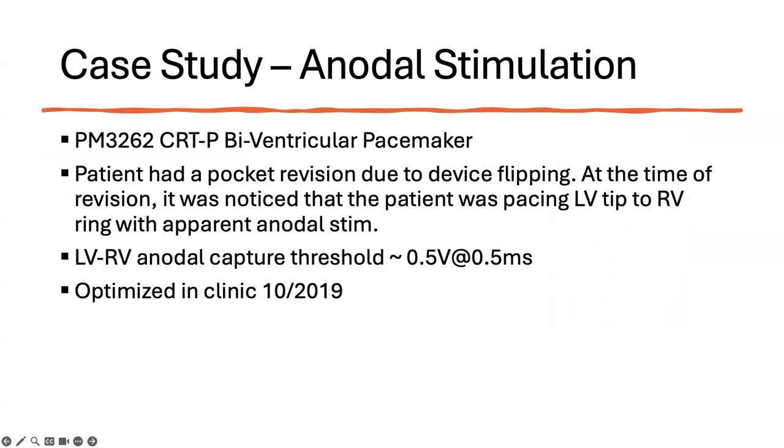This was an Abbott 3262 CRT-P. It was actually St. Jude at that time. The patient had a pocket revision, so I actually saw this patient. They had been twiddling it a little bit. And when I went in, I noticed that there was programmed LV tip to RV ring. What had happened is the clinic had made some changes to the programming because they realized, oh my gosh, I have such a low threshold tip to ring vector, so I'm going to use this because it's going to be so much better for the battery. I go in and I realize that we actually have anodal capture down to 0.5 volts.